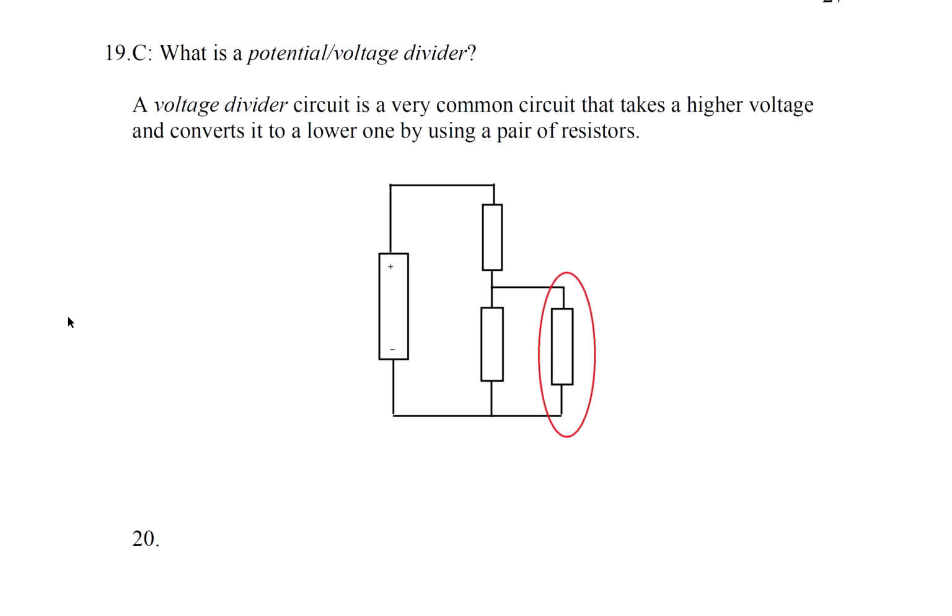Question 19, what is a potential divider or a voltage divider? A voltage divider circuit is a very common circuit that takes a higher voltage and converts it to a lower one by using a pair of resistors. So we could have, without this resistor in red, two resistors in series. Once we add this resistor in parallel, it's going to decrease the voltage drop.